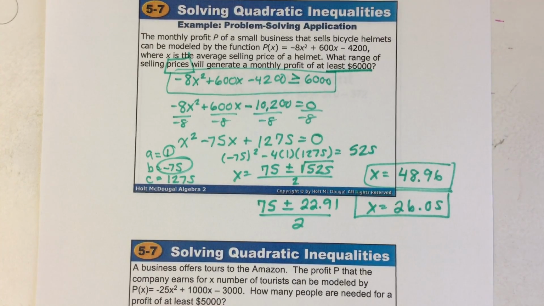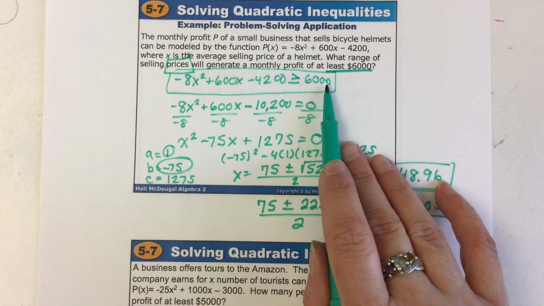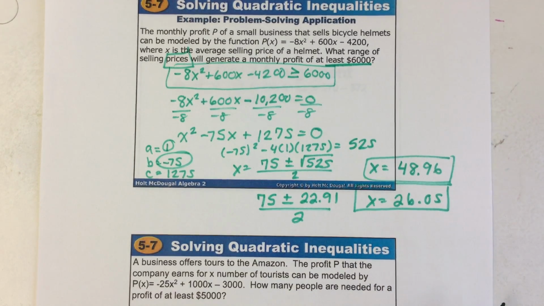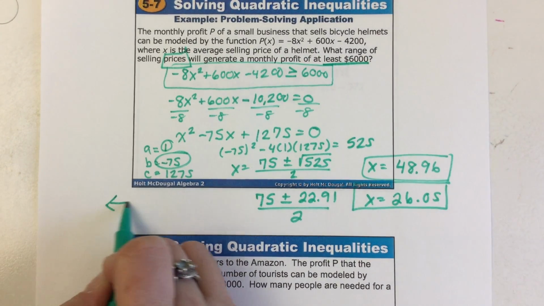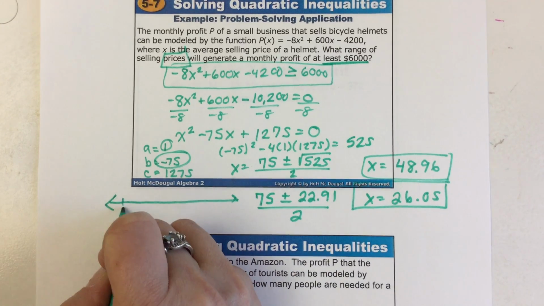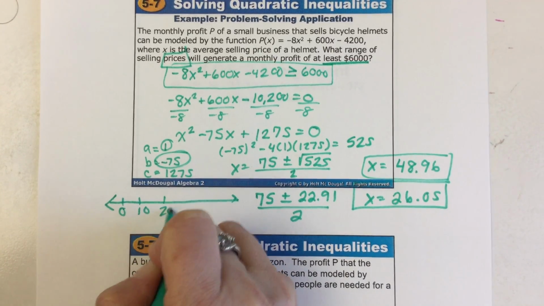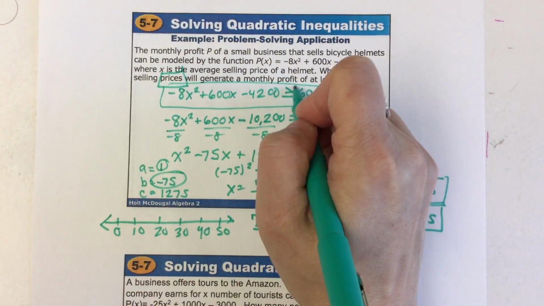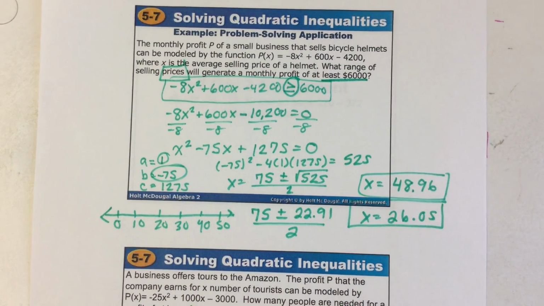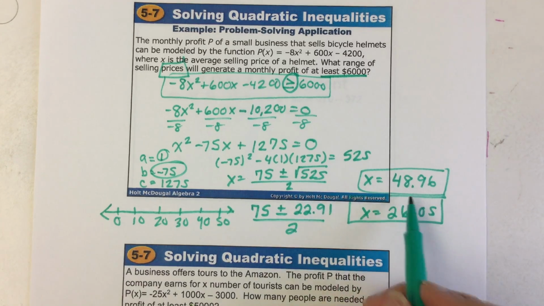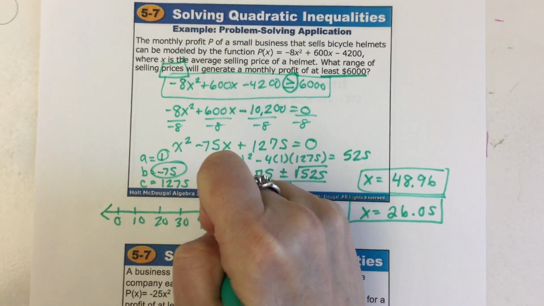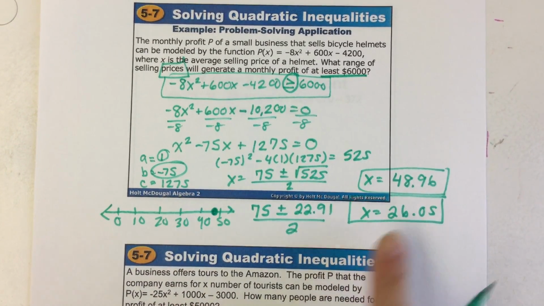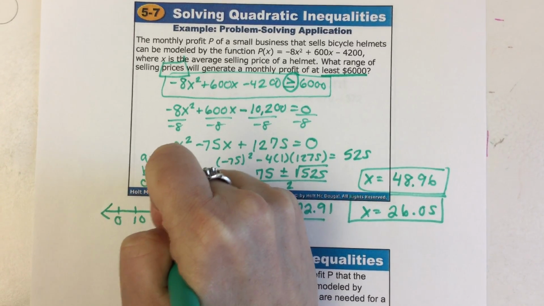So if you are the person who is in charge of selling these bicycle helmets and you want to make sure that you make your $6,000 or more, this is going to help you figure out how you should price your helmets. So if I'm going to go ahead and do my number line, let's go 0, 10, 20, 30, 40, 50. Looking at my original problem, this would be a filled-in circle at 48.96, so in front of 50. This would be a filled-in circle at 26.05.